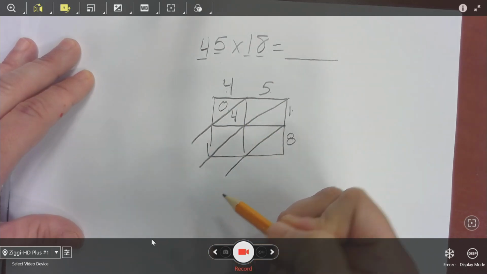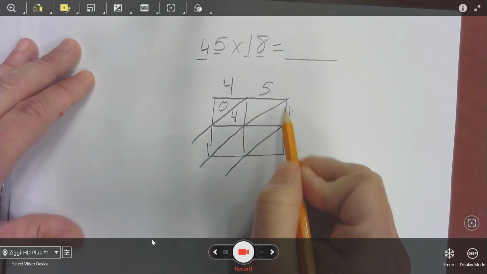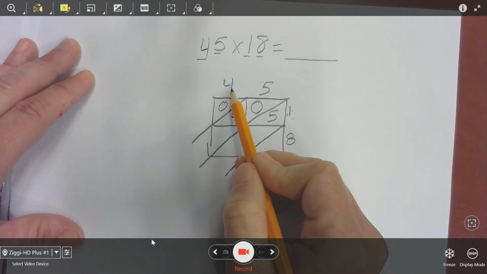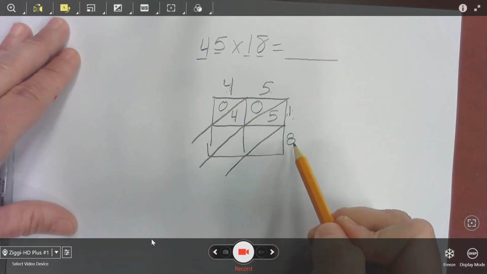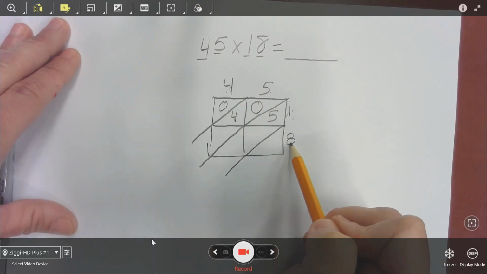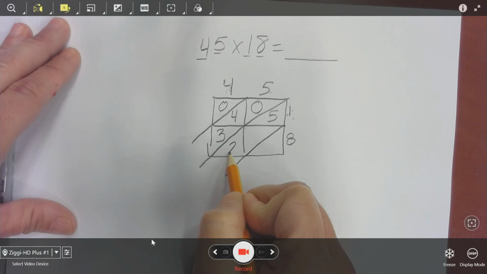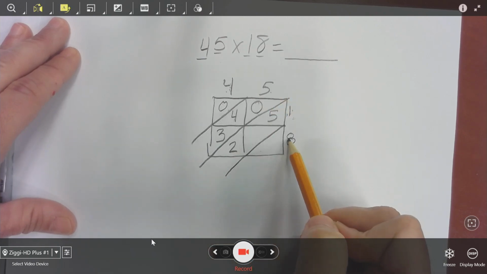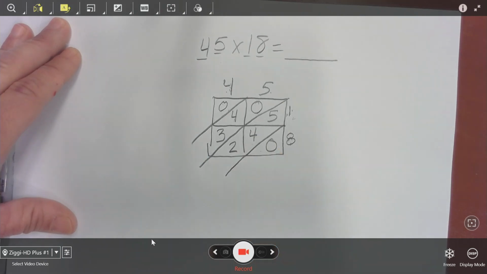Hopefully your paper still looks like mine. Here, we are going to multiply 5 times 1. 5 times 1 is 5. 0, 5. Now this one, I'm not worried about this row, remember? Now we're looking at 4 times 8. 4 times 8 is 32. 3 10s, 2 1s. In this box, 5 times 8 is 40. Hopefully your paper looks like mine.